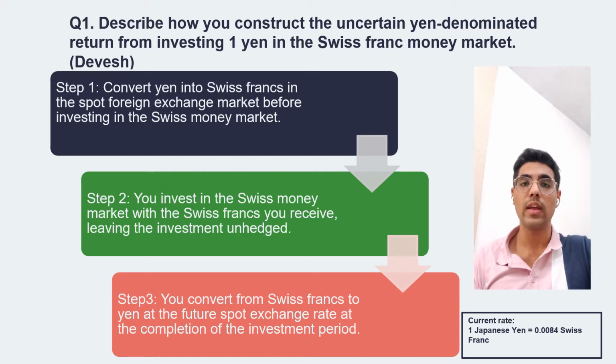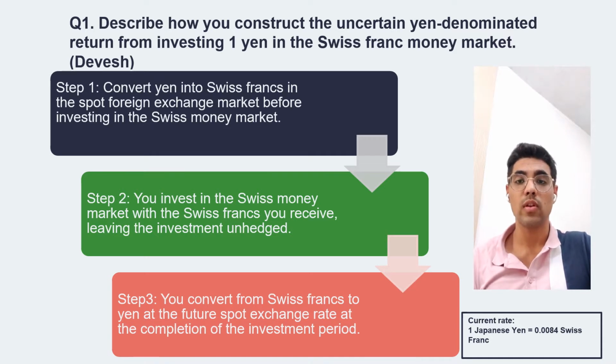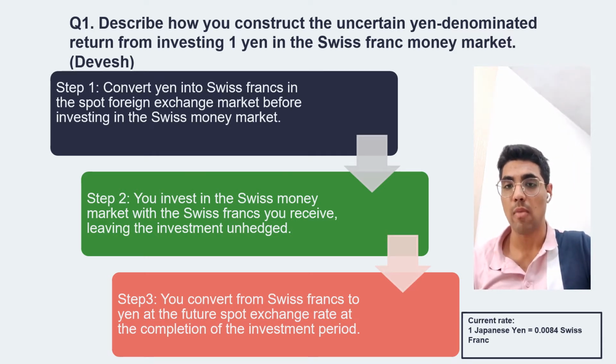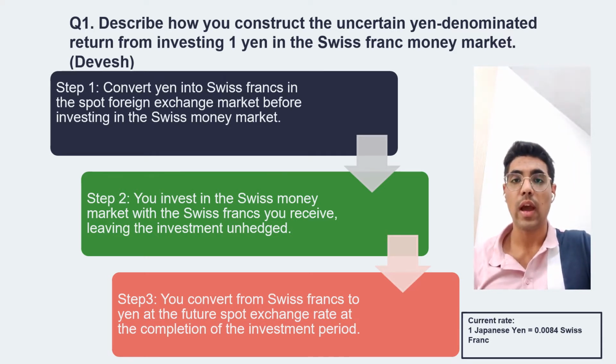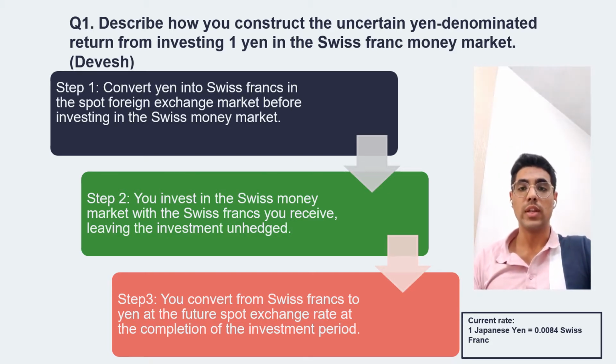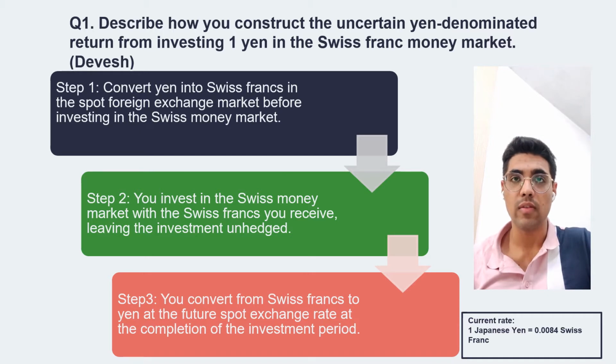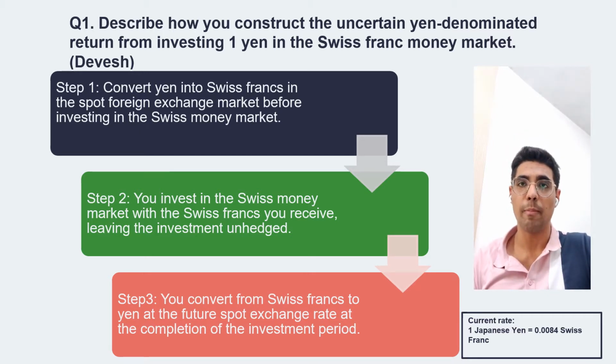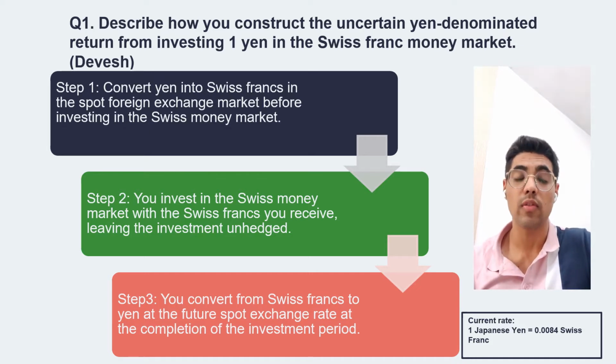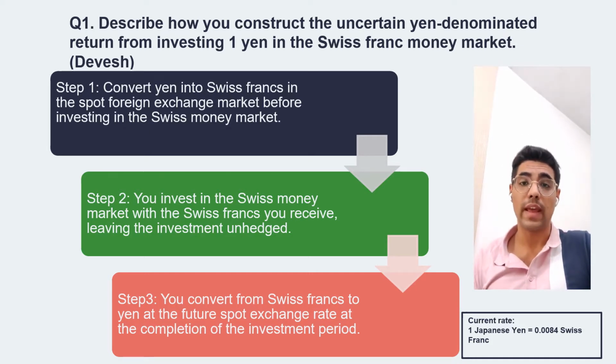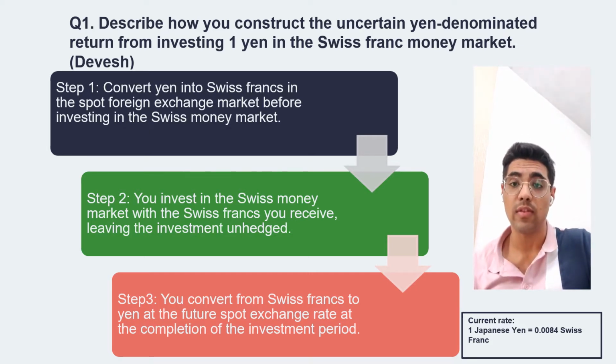After converting yen into Swiss francs at the given spot exchange rate, we move on to step two, where we invest those Swiss francs in the Swiss money market for a period of time, and we leave those investments unhedged. The term unhedged basically means it allows you to gain from beneficial currency changes, but it also carries the risk of the negative effects of currency price changes.